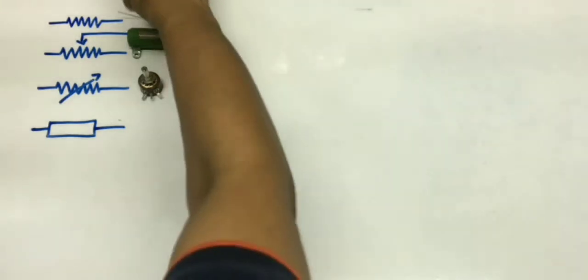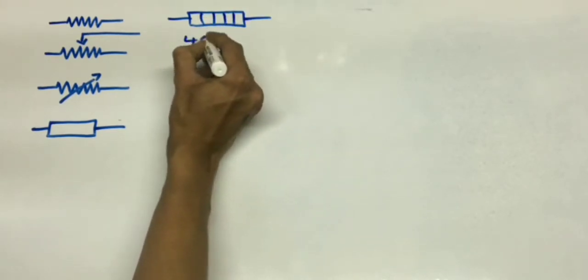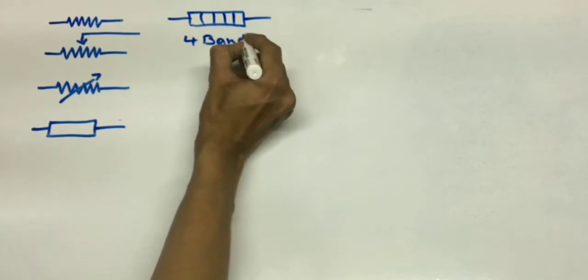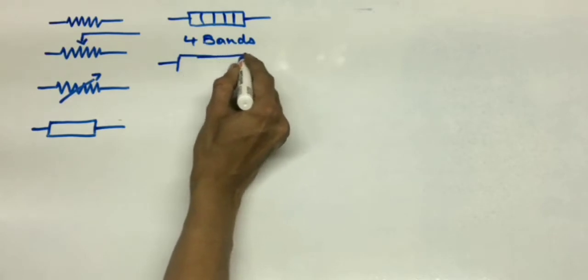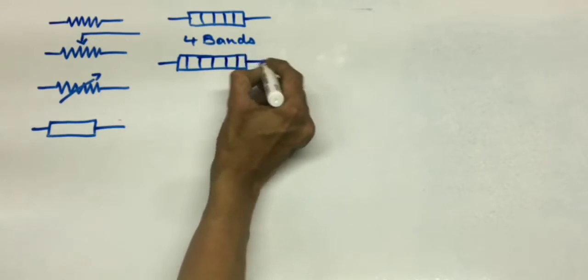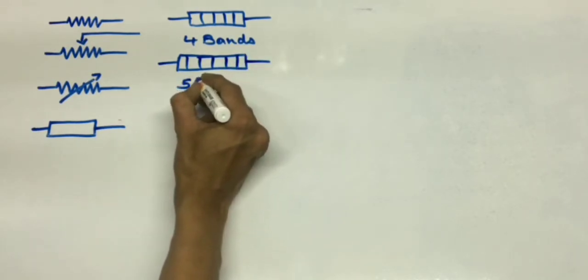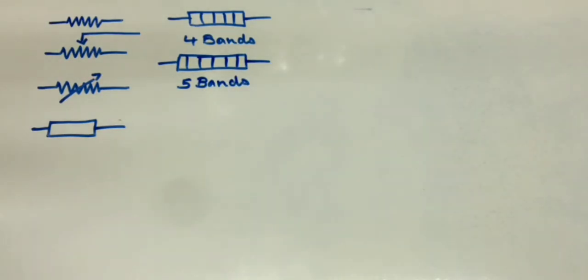So now let's move to the color coding. How do you check the color codes? There are two types of resistors. One is 4 band: 1, 2, 3 and 4. And the other is 5 band: 1, 2, 3, 4 and 5. Four bands and 5 bands.